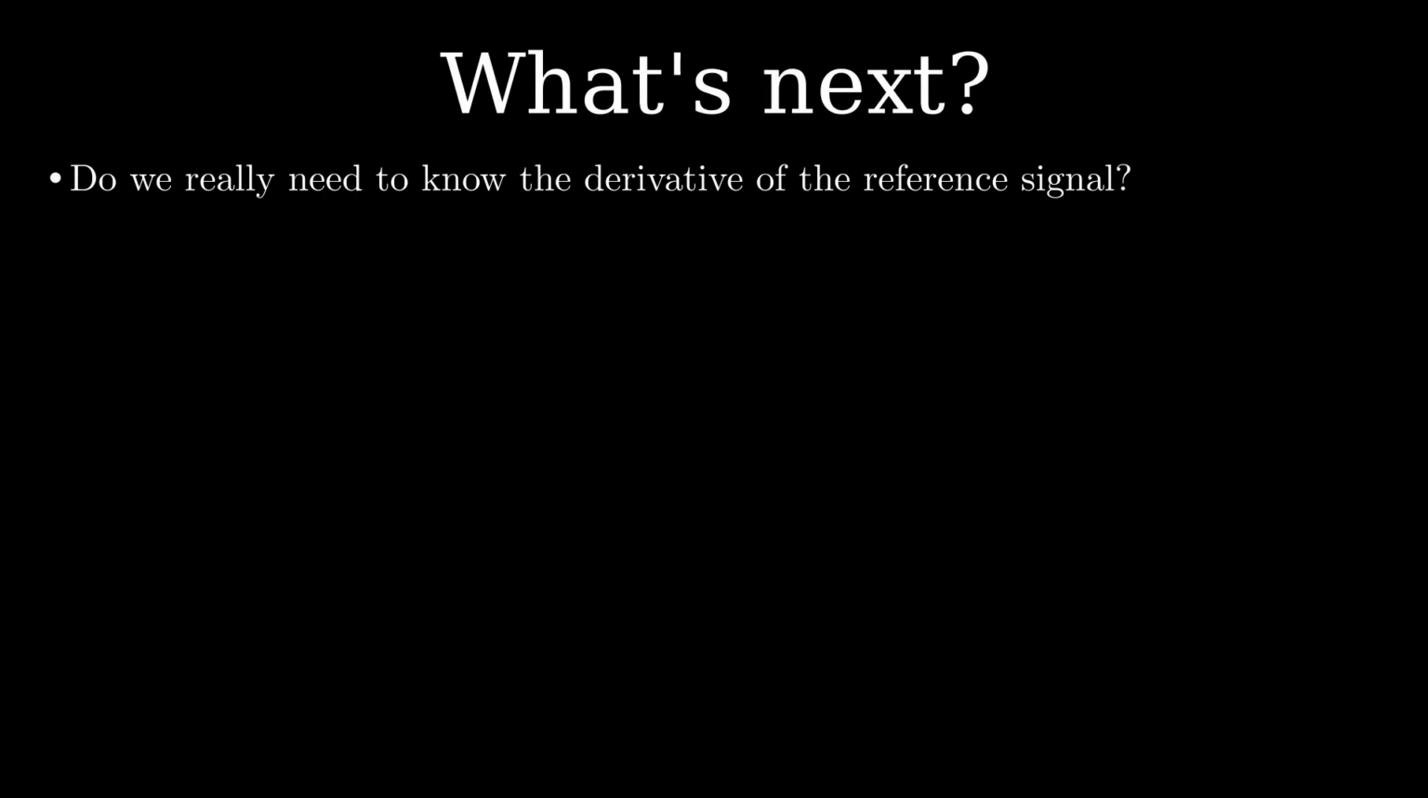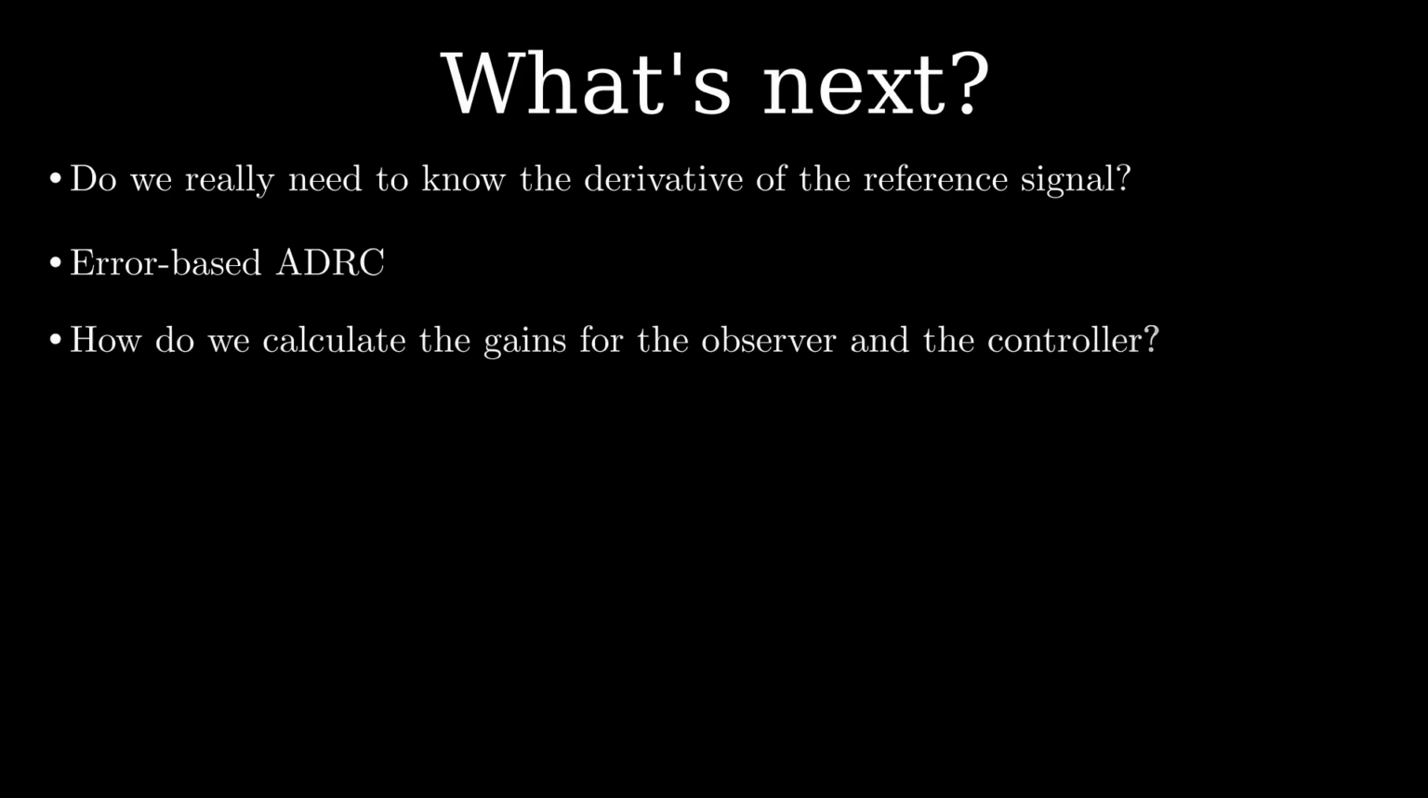In the next video, we'll explore whether we really need the reference signal derivative and the tracking differentiator. This will lead us to the error-based ADRC. We will also see how we can properly calculate the gains for the observer and the controller instead of guessing them. All of this will provide us with tools to design a practical control system.